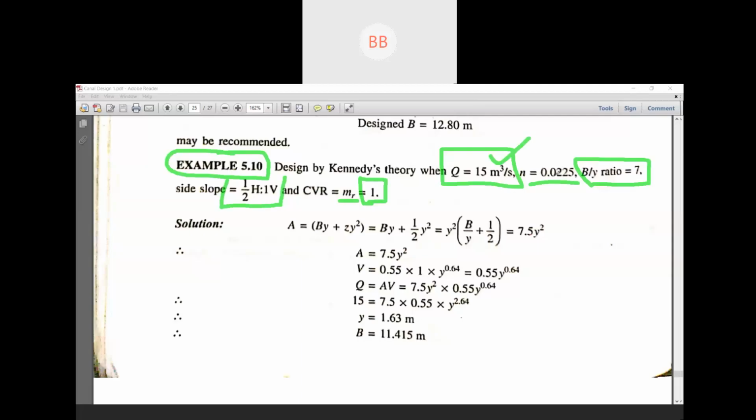Discharge is given, Manning's N is given, and the B by Y ratio is also given. And in this question, our side slope is nothing but half, or you can also write 0.5. So our Z value is half, or 0.5. So first we are going to use the area equation of a trapezoidal channel. Here in this equation, we are going to substitute half for the z value.